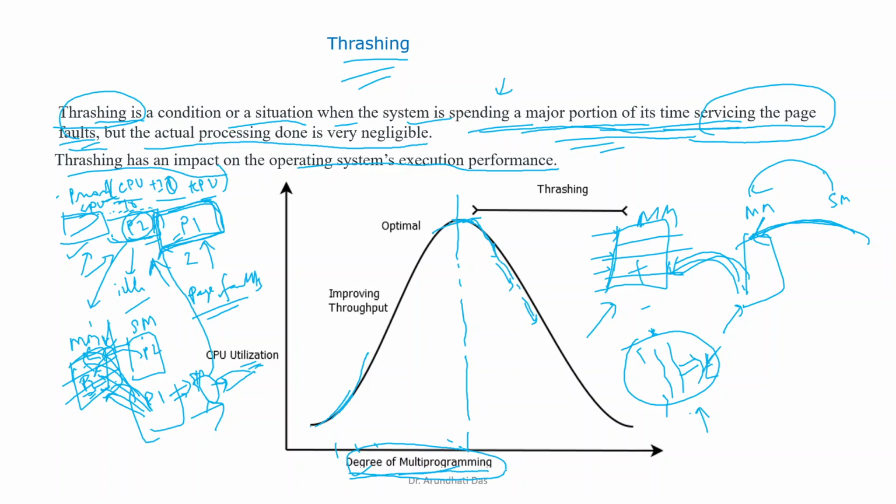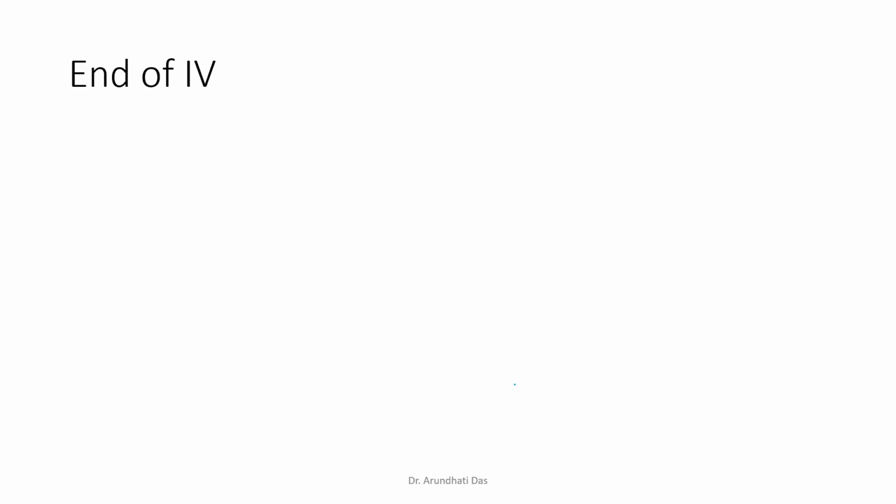So after a point of time I cannot increase the degree of multiprogramming. Even if I increase it, my CPU utilization will be less due to all the page faults that will occur, and the operating system will be more busy servicing all those page faults. So this situation is called thrashing. So that's all.